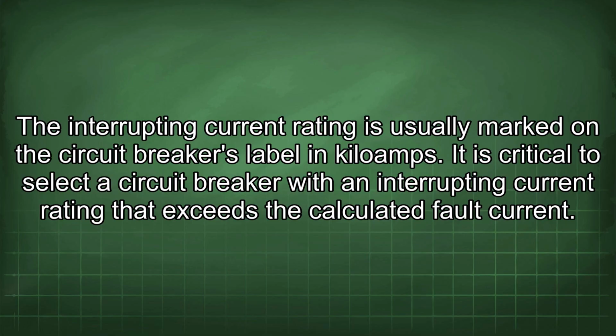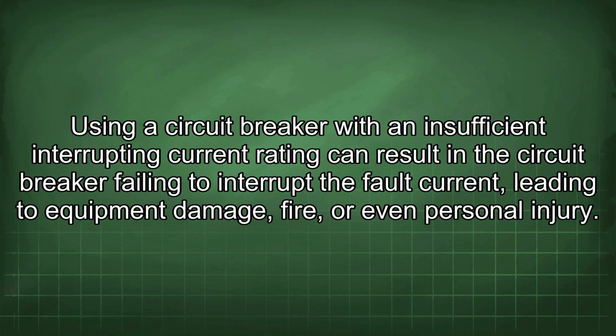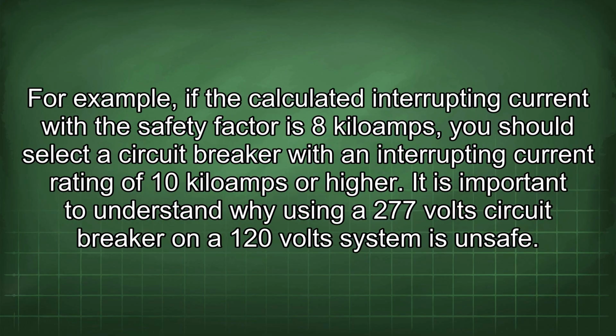The interrupting current rating is usually marked on the circuit breaker's label in kiloamps. It is critical to select a circuit breaker with an interrupting current rating that exceeds the calculated fault current. Using a circuit breaker with an insufficient interrupting current rating can result in the circuit breaker failing to interrupt the fault current, leading to equipment damage, fire, or even personal injury. For example, if the calculated interrupting current with the safety factor is 8 kiloamps, you should select a circuit breaker with an interrupting current rating of 10 kiloamps or higher.